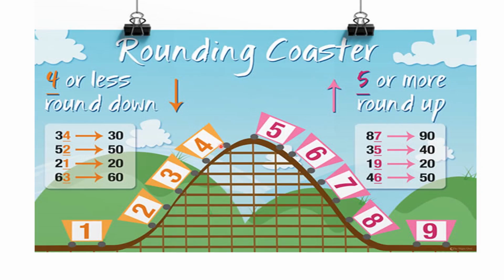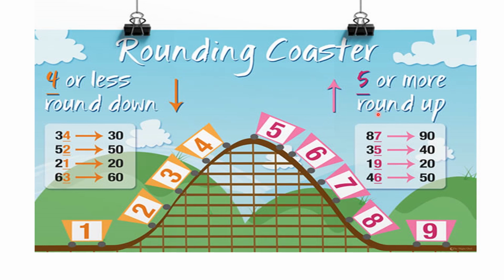We should remember this rounding rule every time we round off. That is related to round up and round down. If the digit is 4 or less, then it will be rounded down like this. 34 will be 30, 52 will be 50, 21 will be 20, 63 will be 60. It is round down. All the values after rounding off are less than the actual values.